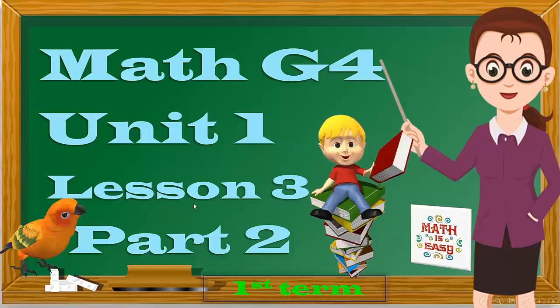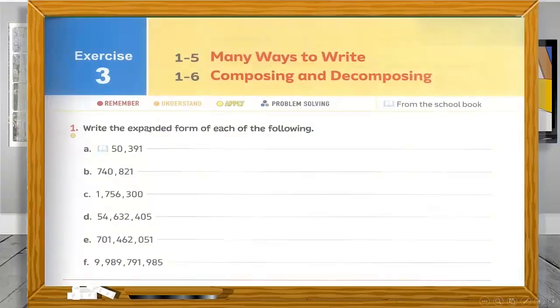Exercise 3. Number 1. Write the expanded form of each of the following. Here we have a number in standard form, and we want to write this number in expanded form. I said you can start from the left side. The highest place we have 5.